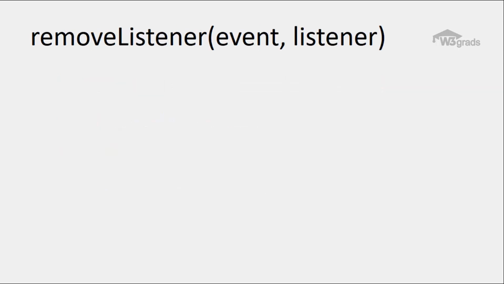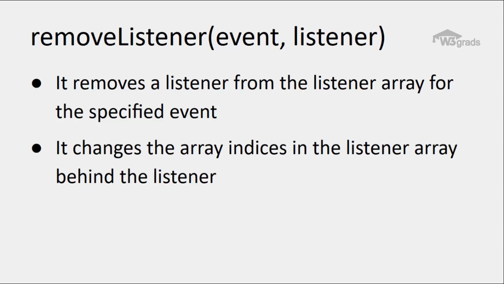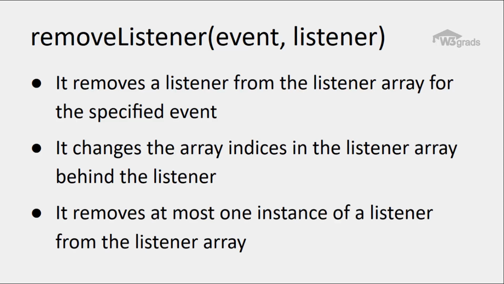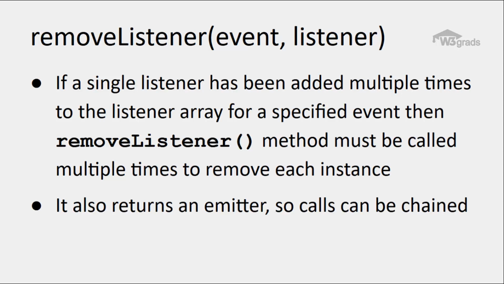The fourth one is the removeListener method, which removes a listener from the listener array for the specified event. An important point to note here is that it changes the array indices in the listener array behind the listener. The removeListener will remove, at most, one instance of a listener from the listener array. If any single listener has been added multiple times to the listener array for the specified event, then removeListener must be called multiple times to remove each instance. It returns an emitter, so calls can be chained.